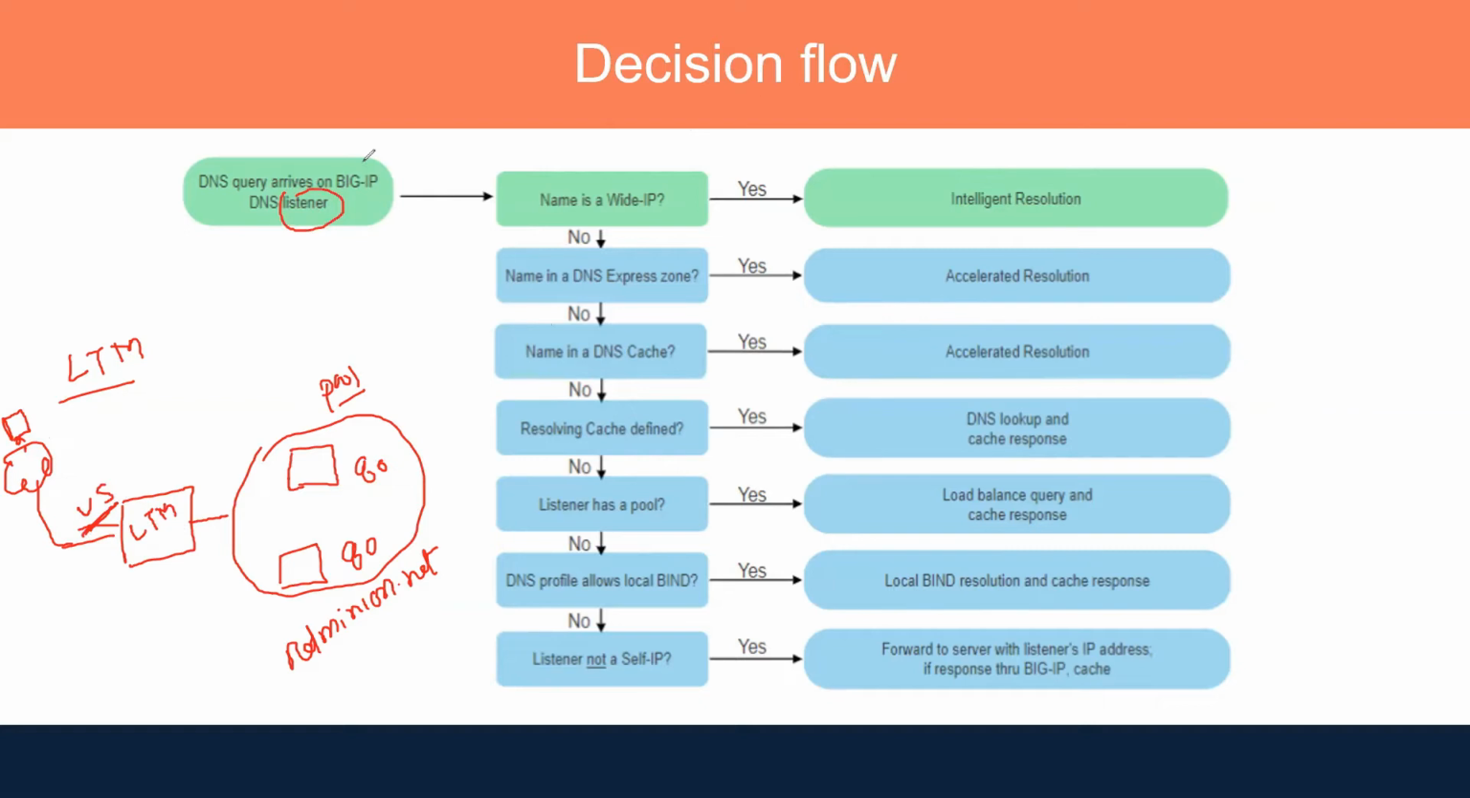Okay. So when any user wants to make a DNS query, it would be hitting the listener, sending the request to the listener. Now the query would come to the F5. Now how is F5 going to decide what IP needs to be provided to this user? Okay. So first of all, your F5 DNS is going to check whether for a particular query, a wide IP is configured or not.